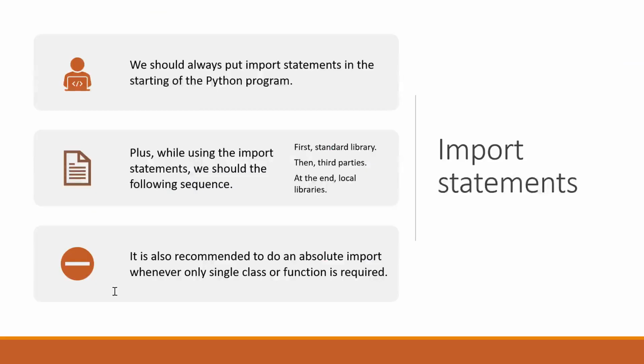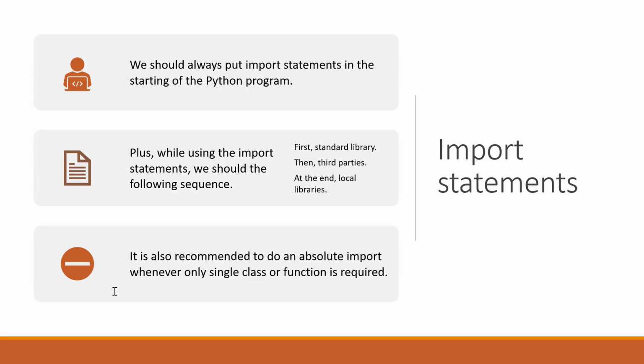After indentation, the next coding standard is related to import statements. In Python we should always put import statements at the start of our Python program, and while using import statements we should follow a sequence. First we should import the standard libraries. After that, we should import third-party libraries, and in the last, we should import our local libraries. It is also recommended to do an absolute import whenever only a single class or method function is required.